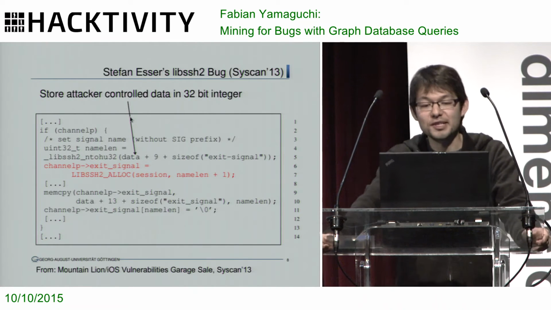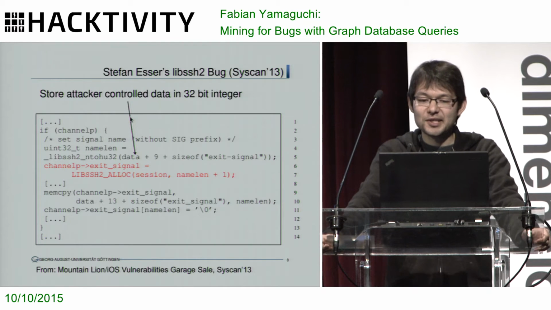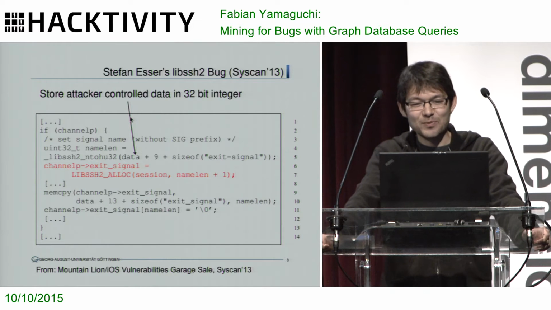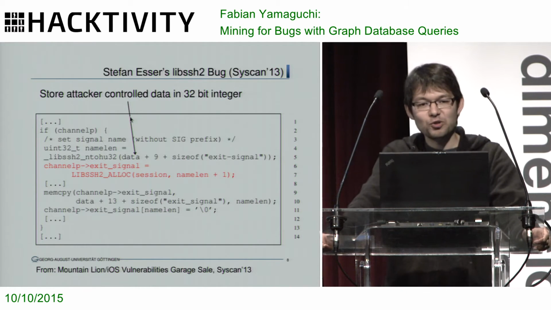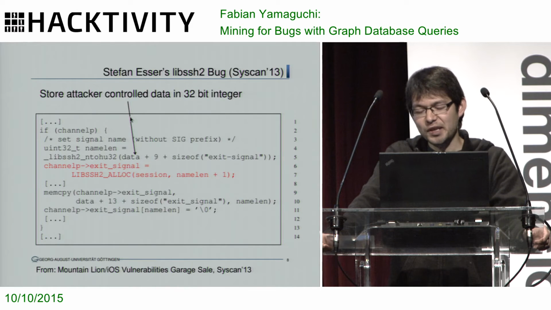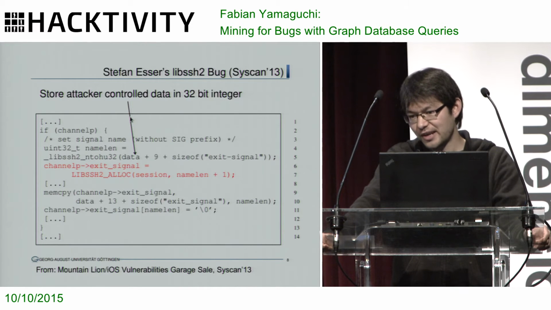And I want to start off with an example. This is an example of a bug found by famous German hacker Stefan Esser. It's a bug that he showed in his Syscan 13 talk. And well, he showed a lot of really cool bugs in that talk, and this was more of a side finding, you could say.